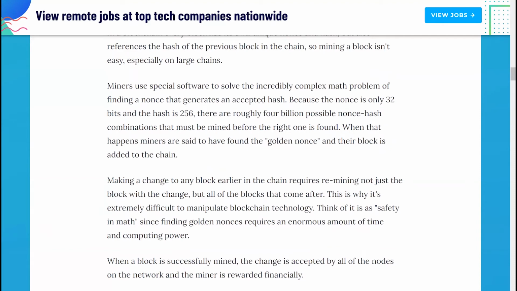Miners use special software to solve the incredibly complex math problems of finding a nonce that generates an accepted hash. Because the nonce is only 32 bits and the hash is 256, there are roughly 4 billion possible nonce-hash combinations that must be mined before the right one is found. When that happens, miners are said to have found the golden nonce, and their block is added to the chain.